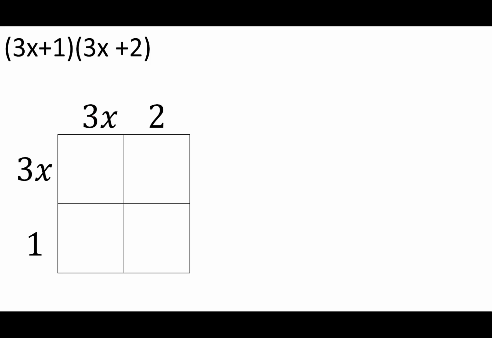Well, 3x times 3x gives me 9x squared. 3x times 2 gives me 6x. 3x times 1 gives me 3x. And 1 times 2 gives me 2.